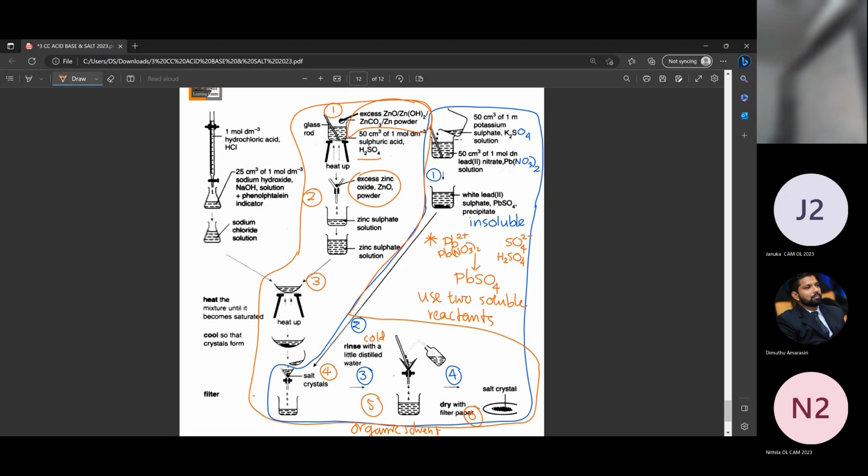Let's see this answer. Add excess zinc oxide to 50 cm cubed of sulfuric acid while it's being stirred. Remove the excess zinc oxide by filtering. Take the zinc sulfate solution and heat to the saturation point. Once the crystals are formed, filter the solution. Wash it with organic solvent, and dry. Very good.